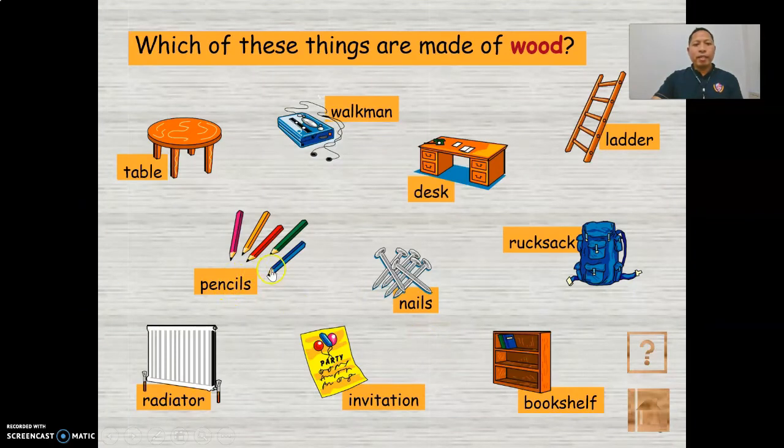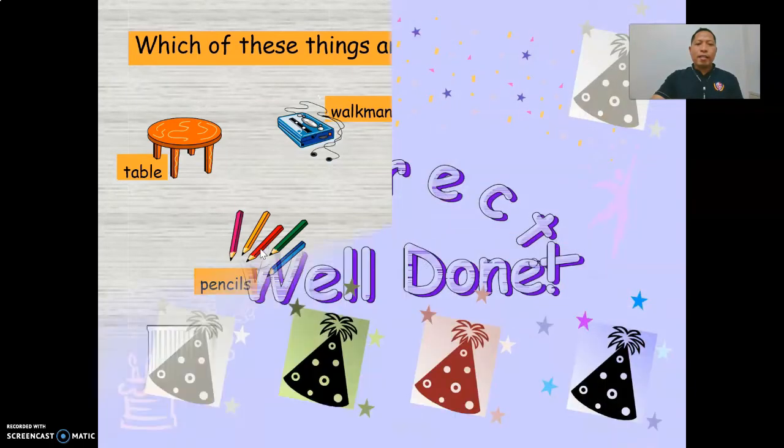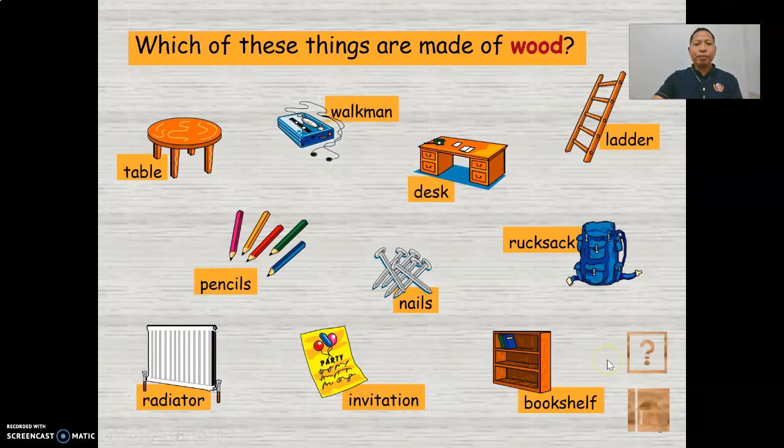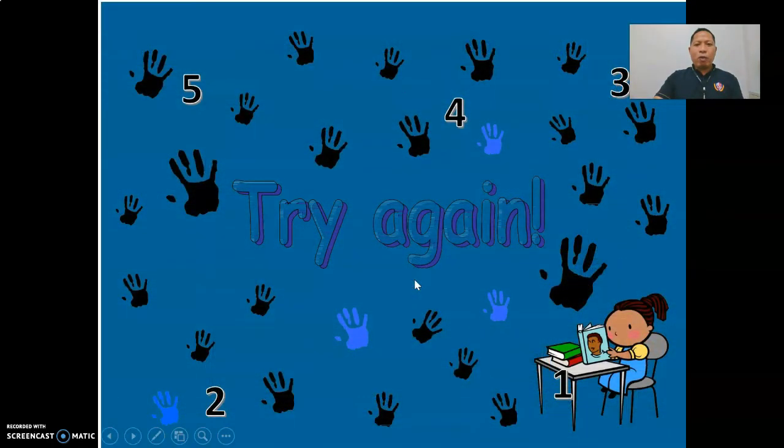Pencils. This is easy. Pencils are made of wood. So pencils. Is it yes or no? 3, 2, 1. Yes, very good. Next. Oh, nails. Is it made of wood? Yes or no? 3, 2, 1. Oh, no.